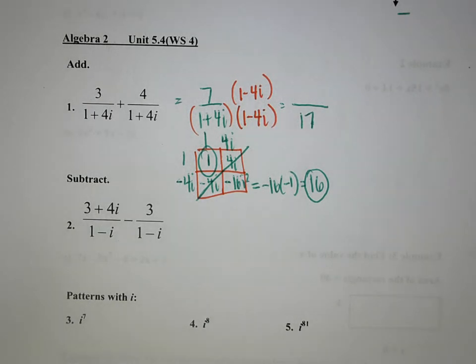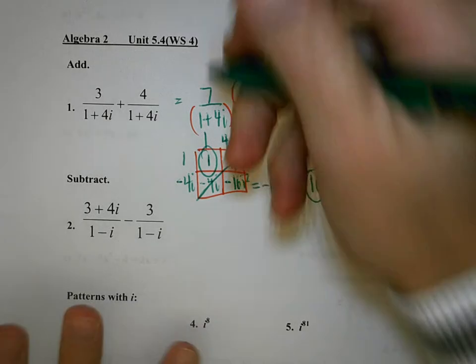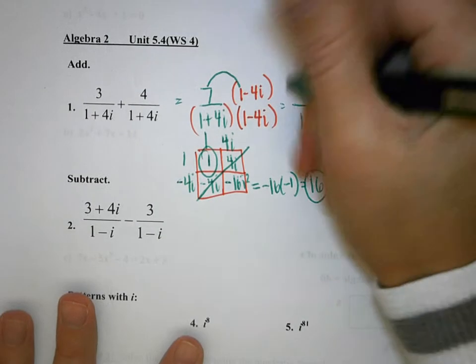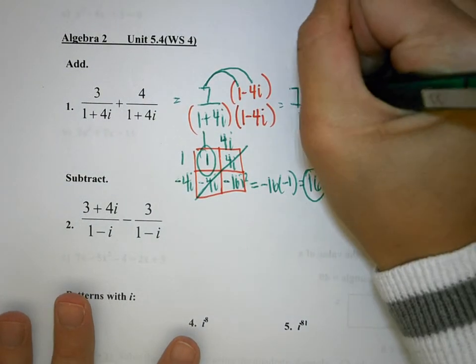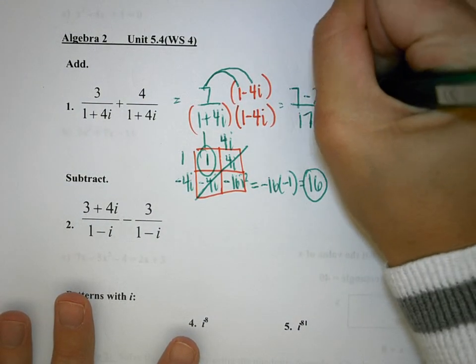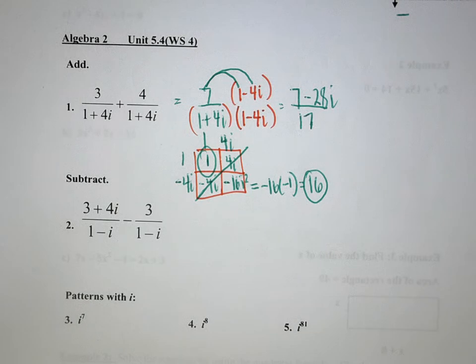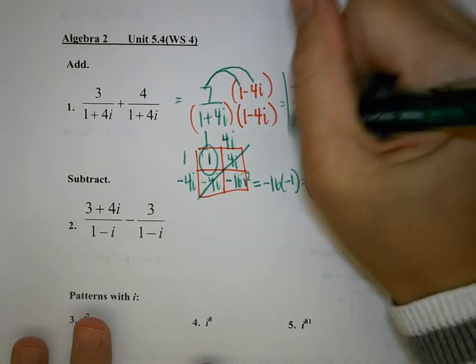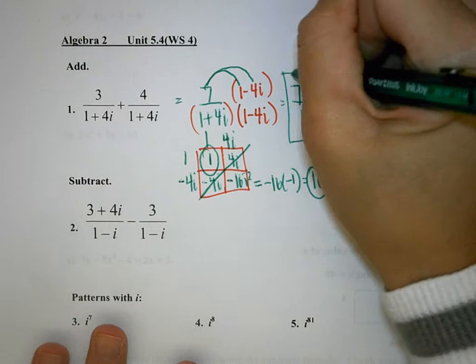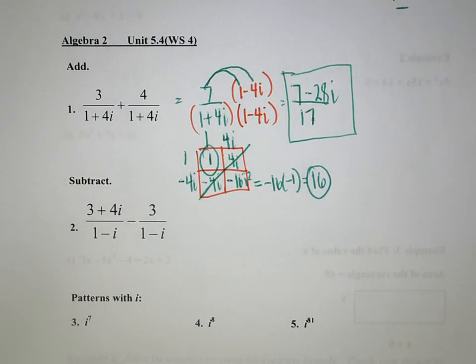And next, what will I do? Good. 7 times 1 is 7, and 7 times negative 4i is negative 28i. And is that in descending order or in standard form, I mean? Yes. So there's your answer. Okay, questions there? All right, example 2.